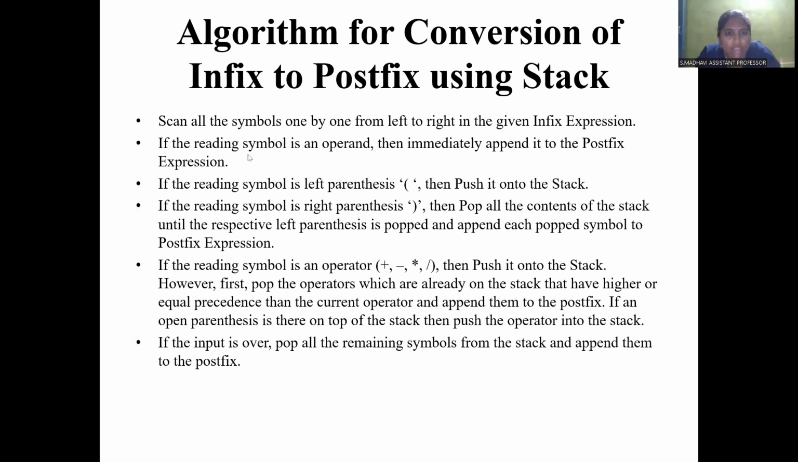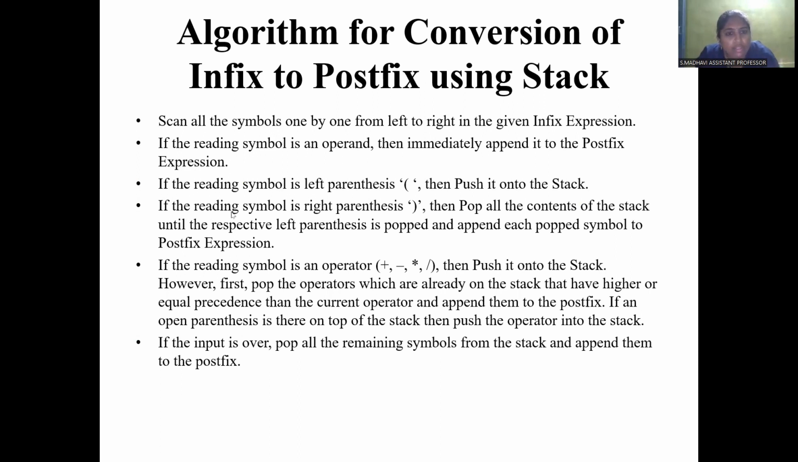Next, when we read a symbol, if that symbol is an operand, we place it in the postfix expression. And if a left parenthesis is identified, we push it onto the stack.